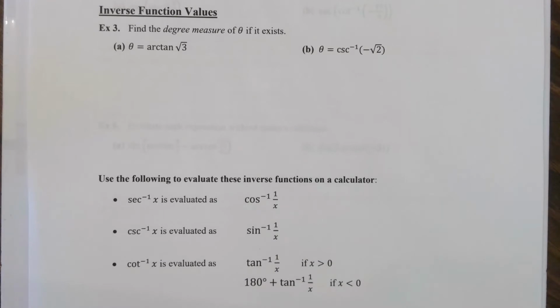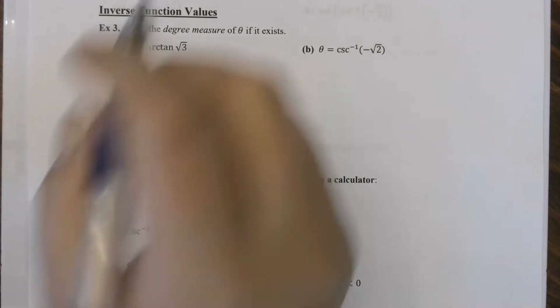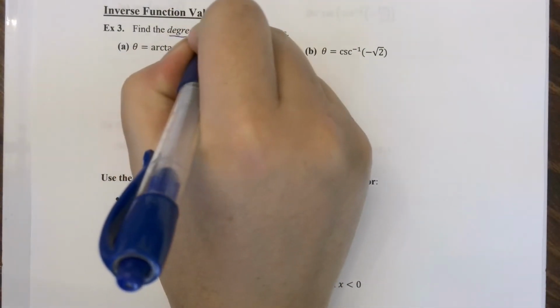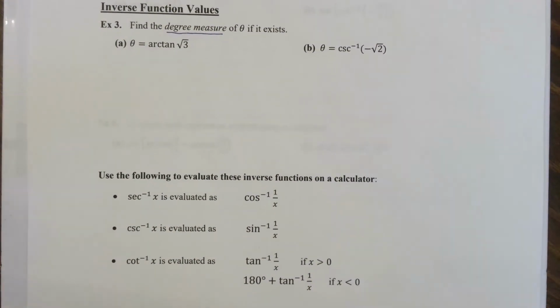6.1 continued again. Inverse function values. Example 3 says find the degree measure. We're going to want our answers in degrees of theta if it exists.